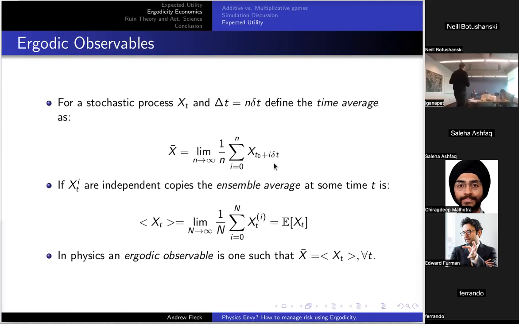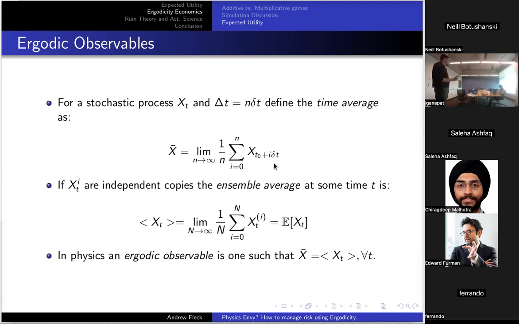We're going to assume it converges, everything works nicely. Then I'm going to get something called the time average, so I'm averaging a path over time. But if I take independent copies of the same stochastic process at a certain time, I can just take my expected value, and they call this the ensemble average.